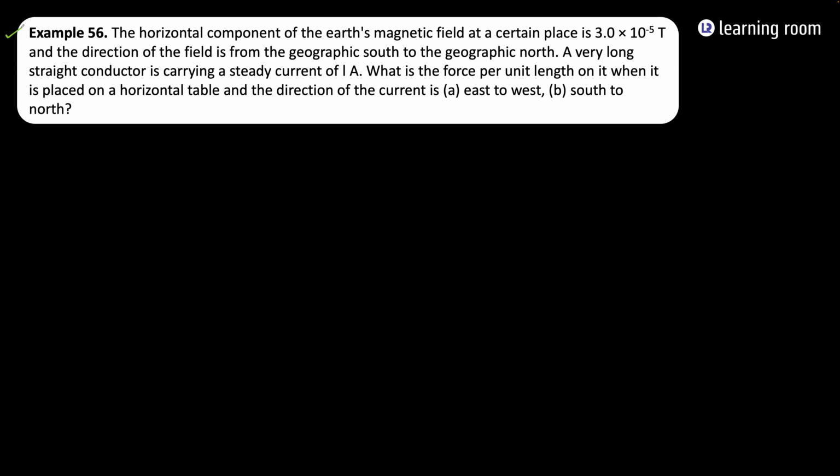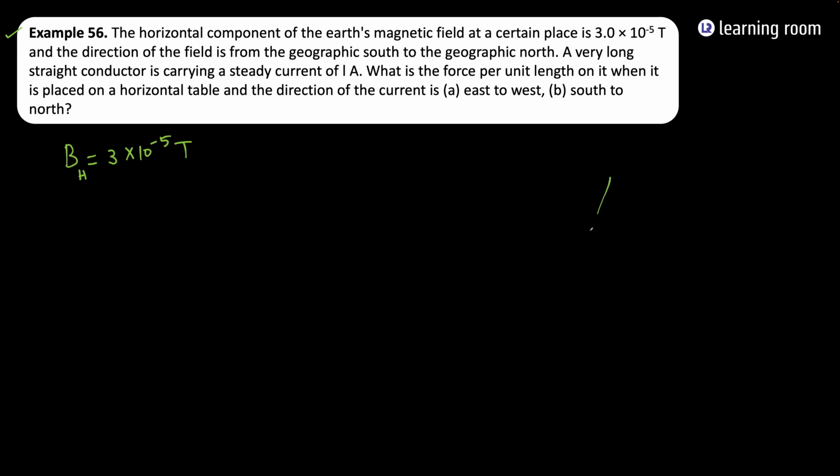So look at this problem. The horizontal component of Earth's magnetic field at a certain place, BH, is equal to 3 into 10 power minus 5 Tesla. The direction of the field is from geographic south to geographic north. A very long straight current carrying conductor is carrying a steady current of I ampere. What is the force per unit length on it when it is placed on a horizontal table and the direction of current is east to west, and when the direction of current is south to north?